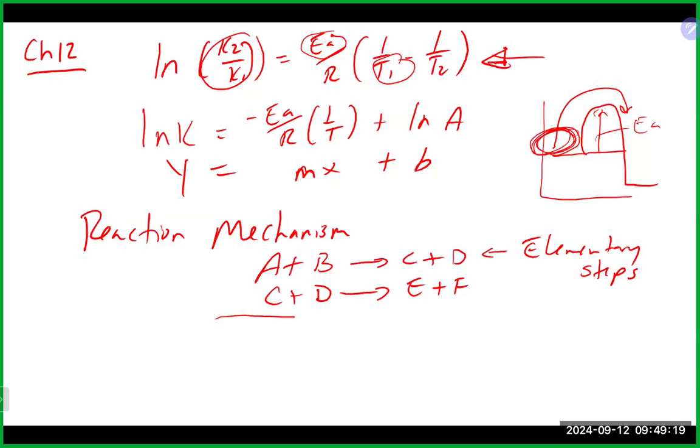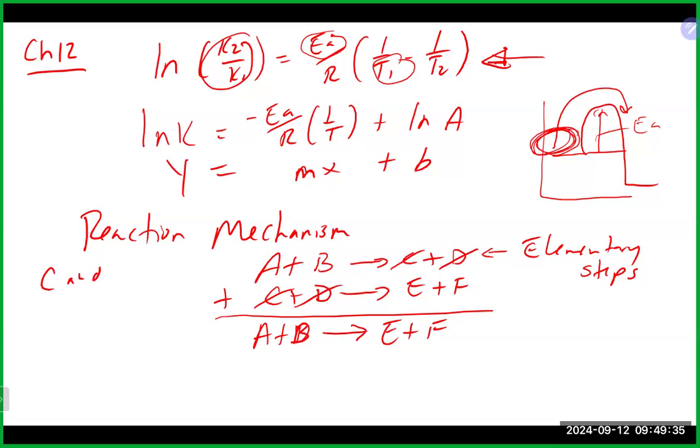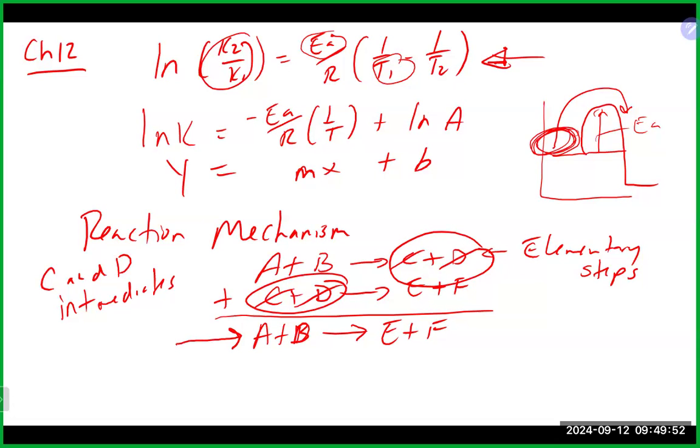So if we were to add these together, again, anything on opposite sides of the arrow will cancel. And obviously everybody on the left will stay on the left. Get my letters right. There you go. And everybody on the right will stay on the right. In this case, C and D would be intermediates, as they get made early on in the mechanism, but get used up in a step after that. Remember that for something to be an intermediate, it cannot be in the overall reaction. So it has to really disappear by the time the reaction is done.